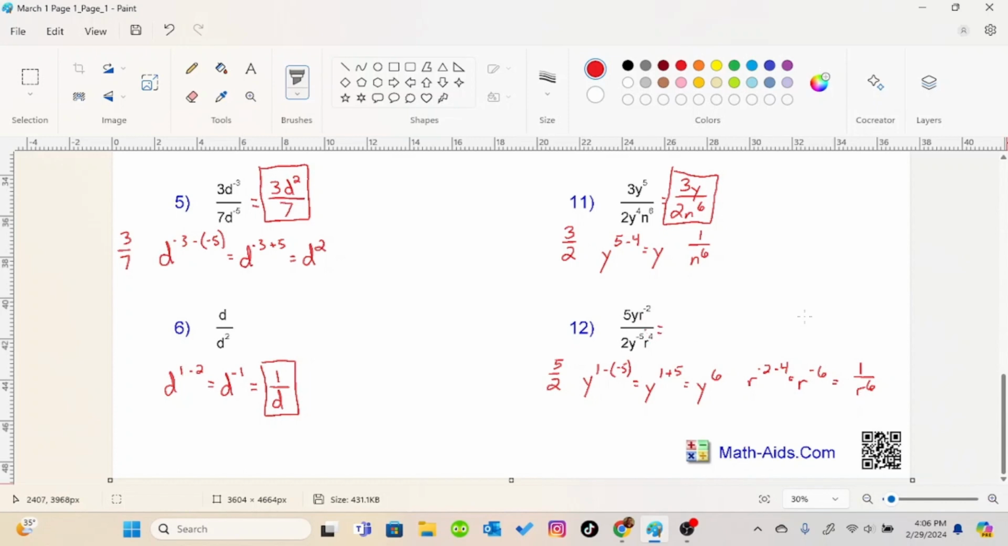Now we can combine everything. On the top, we have 5y to the power of 6 over 2r to the power of 6. And that is our final answer.